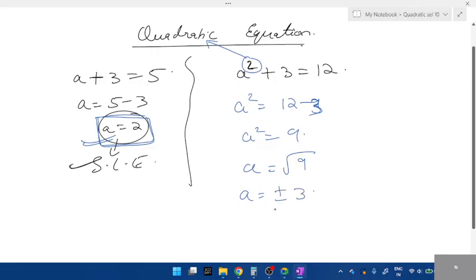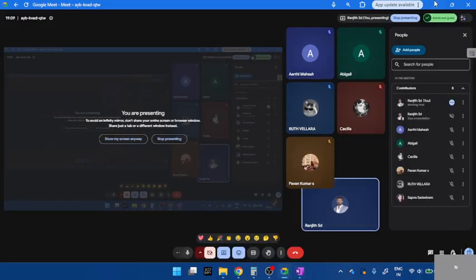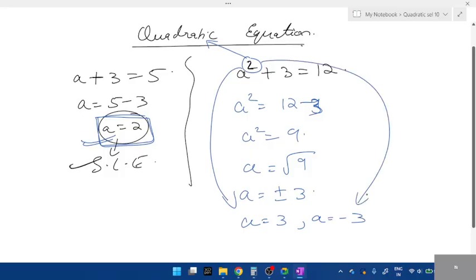Remember, the meaning of plus minus 3 is that a is plus 3 as well as a is also minus 3. Can you see, for degree 2 we have two values, plus 3 and minus 3. So this is the concept of quadratic. A quadratic will have degree 2, which means you have to find two values.